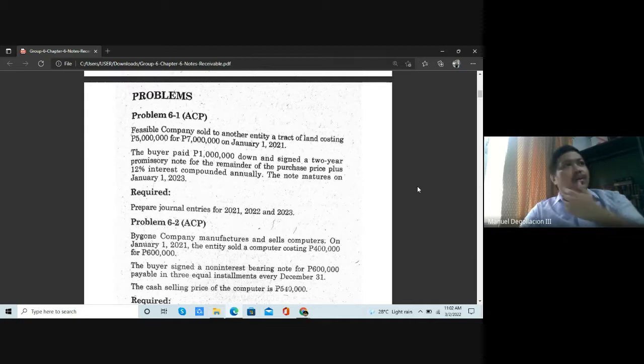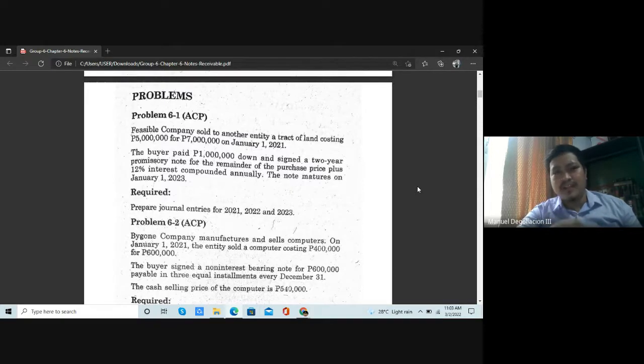If you have an interest-bearing note, when they are presented in the financial statements, you just follow their face amount, the value stated in the face of the note. A non-interest bearing note is to be presented in the financial statements at its present value, meaning you have to remove the interest component. When we are reporting our notes receivable, the amount that we should report in the financial statements should only represent the principal component.